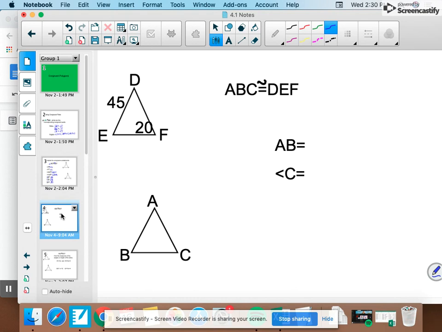So we can use congruent statements to find missing parts of a triangle, because if something is congruent, it's also equal. If we look at the statement here, this says triangle ABC is congruent to triangle DEF. It asks for AB, so I first want to figure out what AB matches with in the other triangle. AB matches with DE. So if DE is 45, then since those sides are congruent, AB also has to be 45. Angle C matches with angle F. So if angle F is 20, angle C also has to be 20.